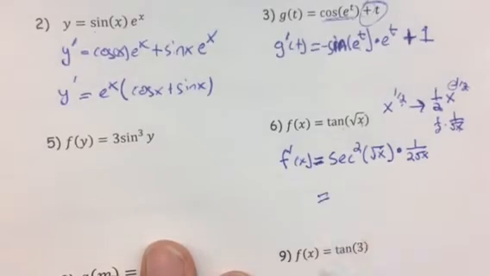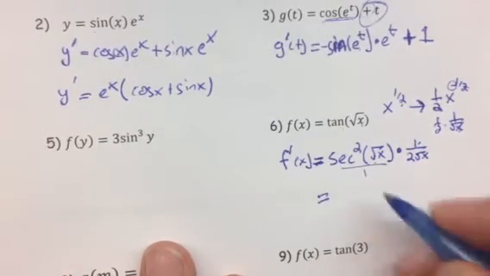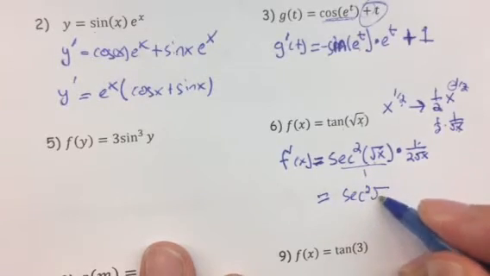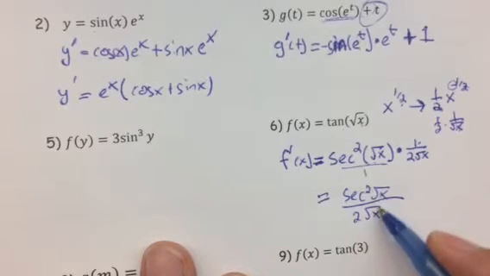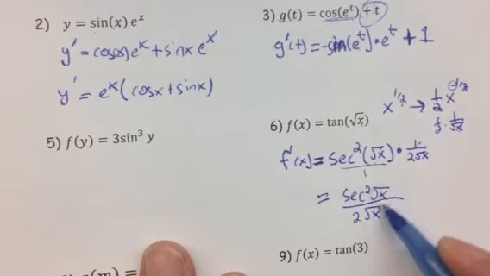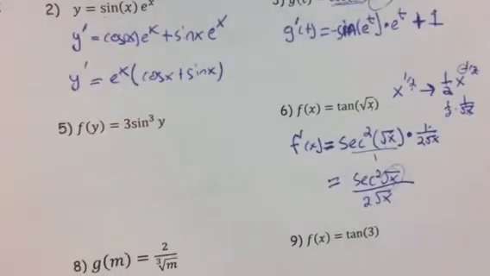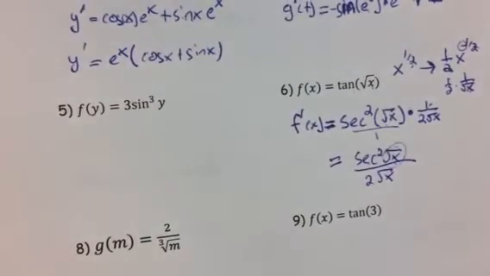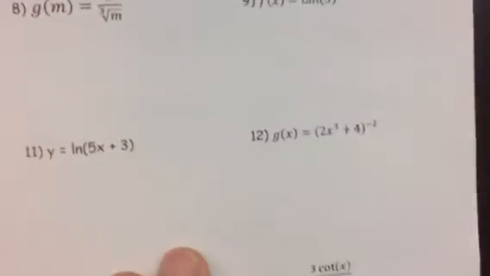If we want, we could rewrite this. We could multiply times the 1 because we could always put something over 1. So we could say secant squared of square root of x divided by 2 square root of x. Notice that the square roots do not cancel because this is inside of secant. It's not multiplying times secant, it's inside of it. Let's see, other ones you might have some trouble on. Let's do number 12. I think it's a good one.